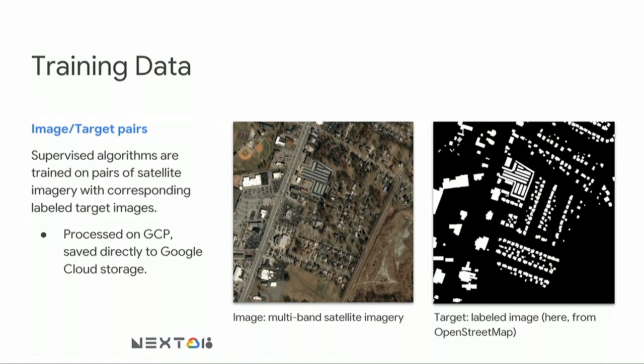So we collect these data, and many of the algorithms that I'm going to be working with are supervised algorithms. And so oftentimes it'll look like image target pairs. So here, for example, on the left, I have a picture over a city of high-resolution satellite imagery. And then on the right, I have a labeled image for where all the buildings are. And so this is the type of input data that would go into training an algorithm. Because the platform is in Google Cloud, it's trivial to process all of these data and create these pairs directly in the cloud, and then save them to cloud storage, and then be able to access them seamlessly without having to use any local resources.